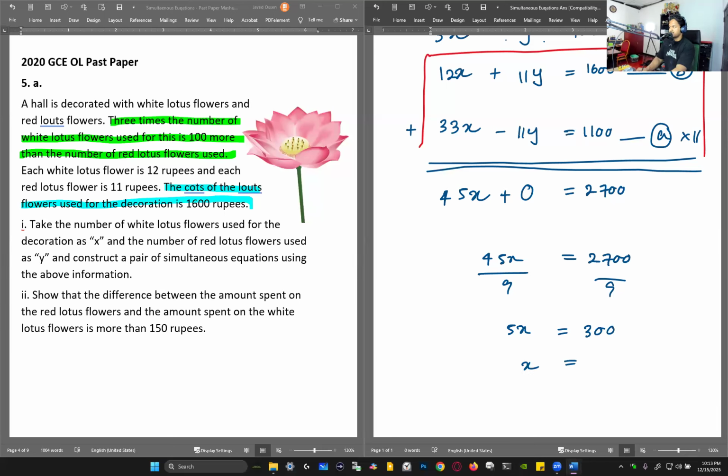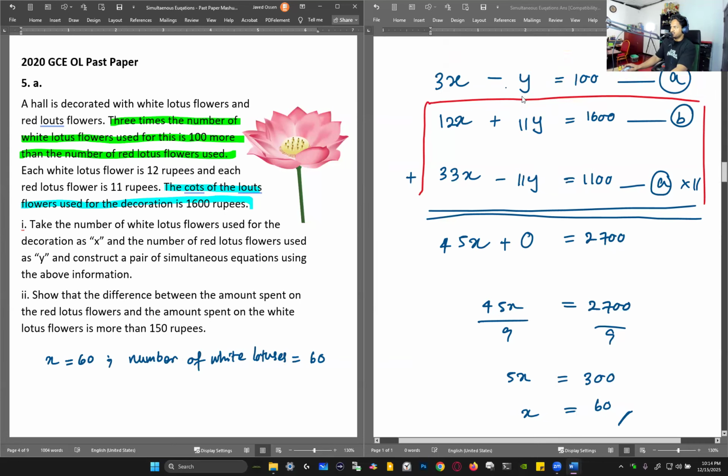You can divide both sides by 5. x equals 60, right? 60 is the answer. So x equals 60. That means x equals 60 means the number of red, apologies, white lotuses. You have to write this, if only then will you get full marks. Number of white lotuses equals 60.